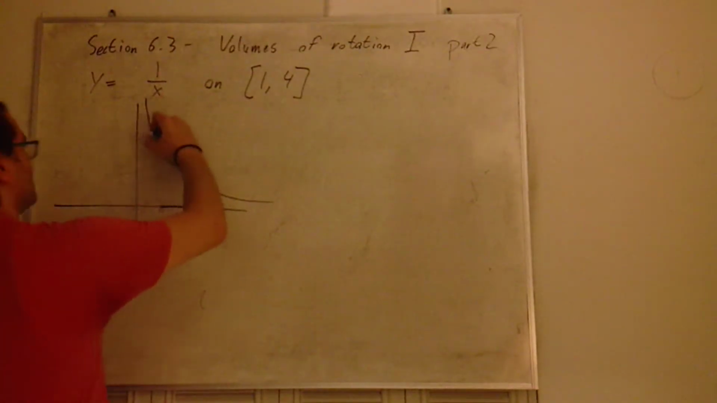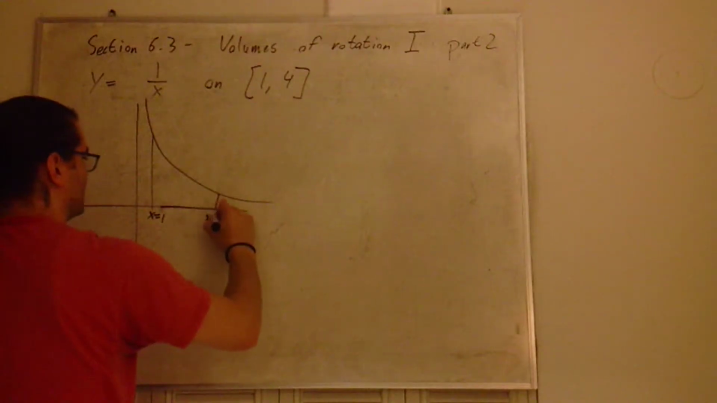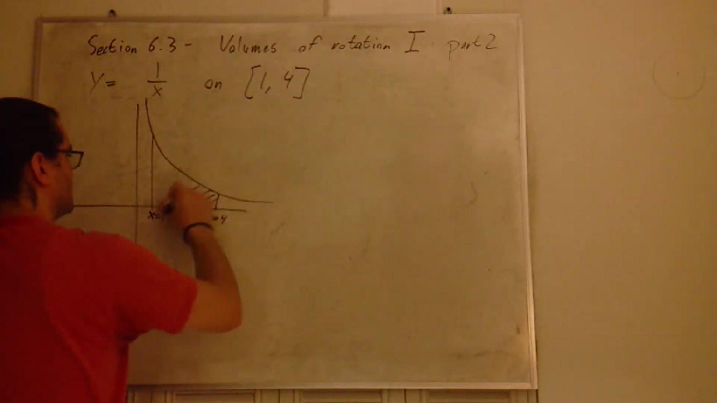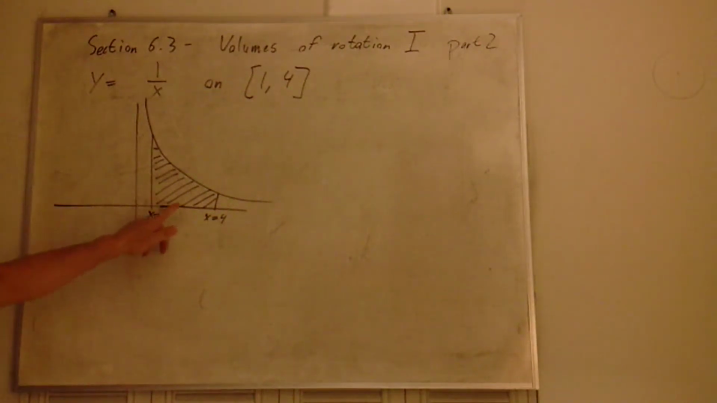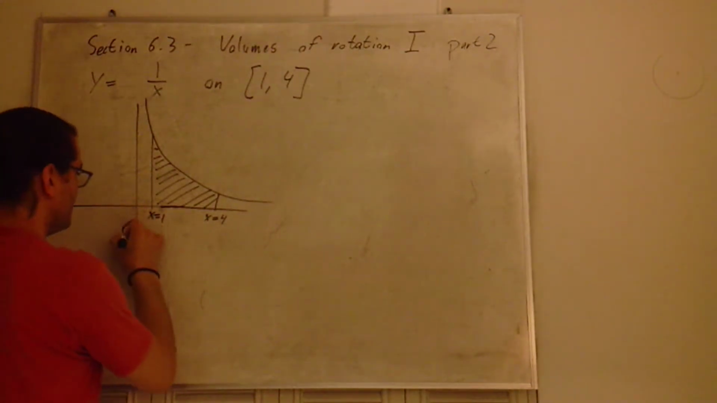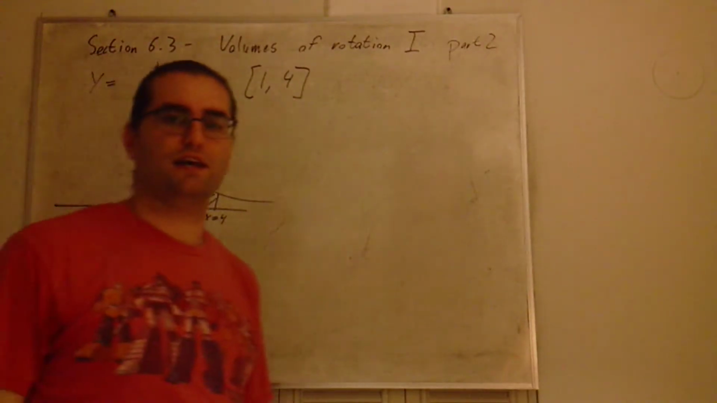Okay, so we're still on the same interval from x equals 1 to x equals 4. This is still the area I'm interested in. Only this time, I'm not going to spin it around the x-axis. I've already done that. I know the answer to that one. This time I'm going to spin it around the y-axis, and we're going to see what it looks like this way.